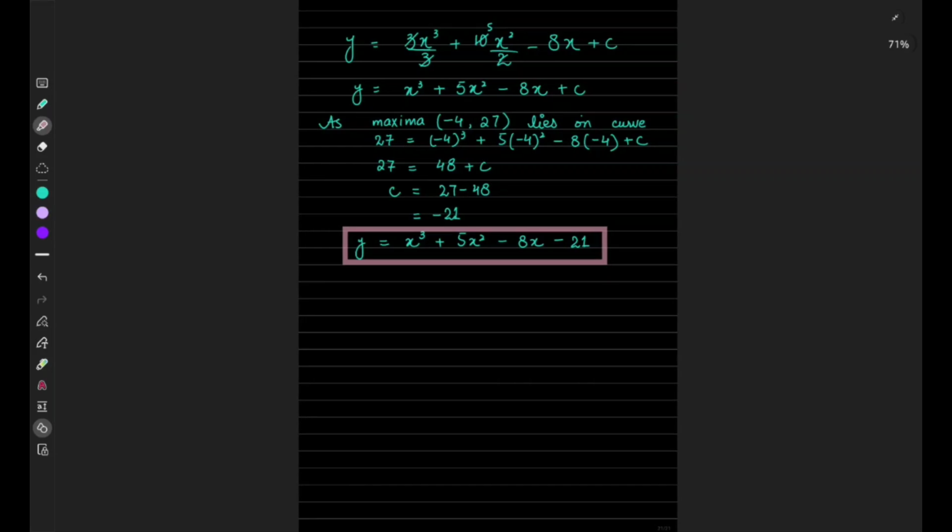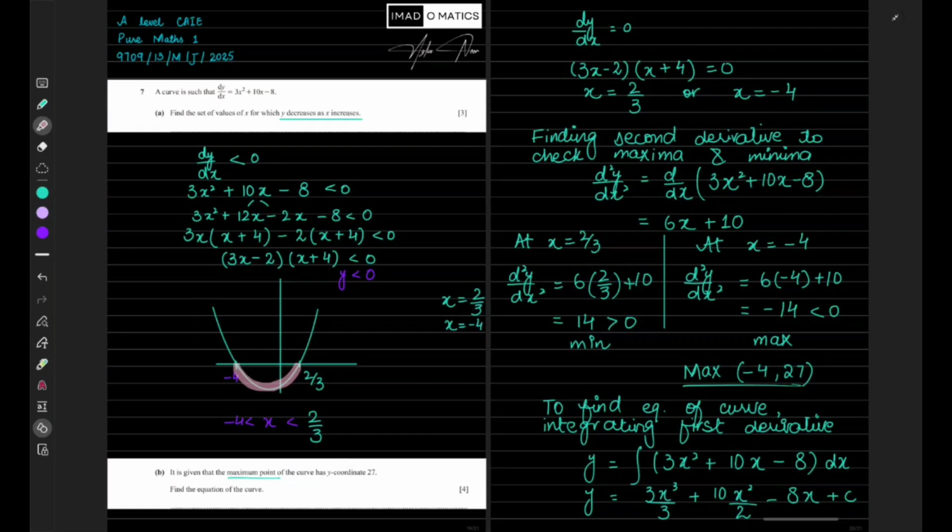So this is all about your question number 7. Okay, first we have to find the set of values of x for which y decreases as x increases. So that is for a negative gradient, and that justifies dy by dx is less than 0. Then in part B, we have to find the maximum point. We have to find the equation of the curve when the y coordinate of the maximum point is given.